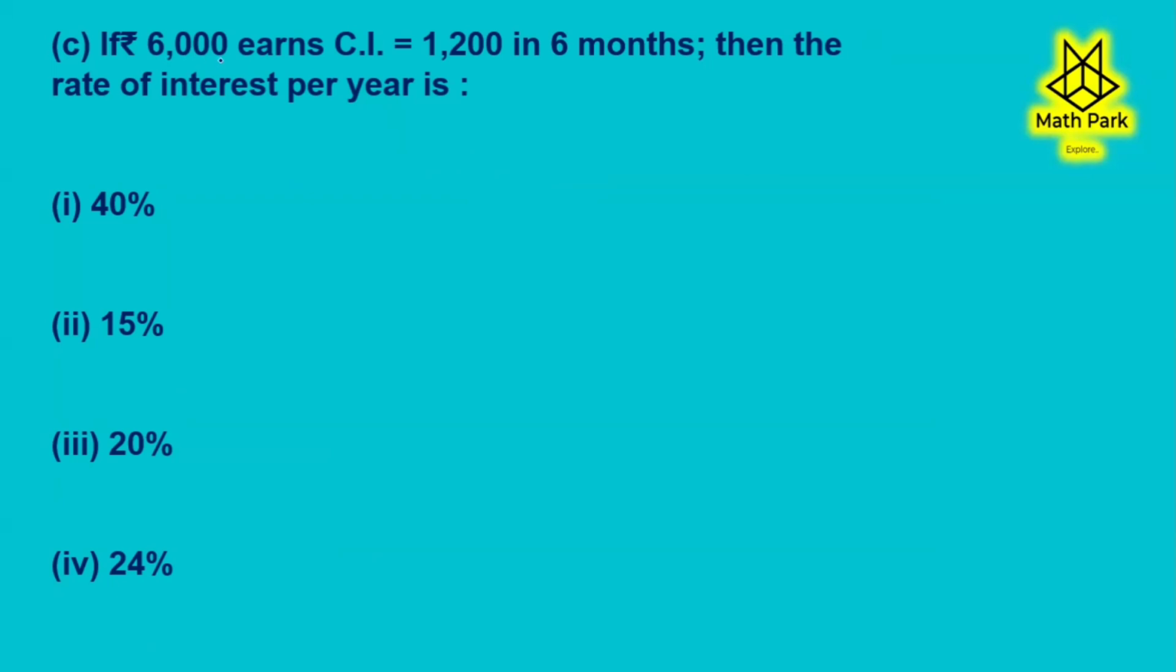If rupees 6,000 earns compound interest of rupees 1,200 in 6 months, then the rate of interest per year. Now remember here, when we are finding the rate of interest, we will be using the simple interest formula. Why? Because the compounding starts only after 1 year. So we have simple interest is equal to PRT by 100. So if you have to find the rate of interest, it is going to be simple interest into 100 upon P into T.